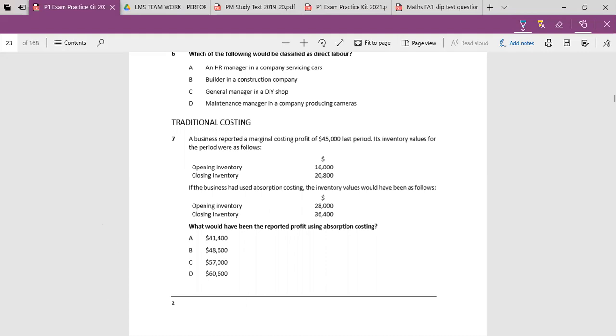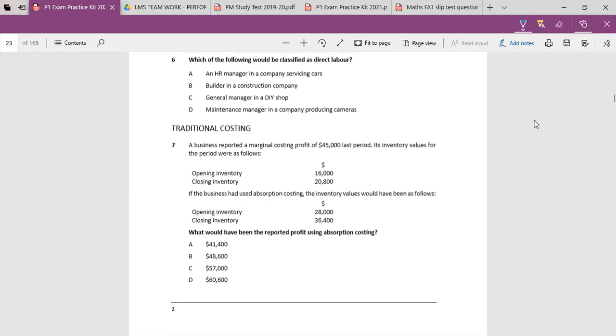So which of them should be classified as direct labor? Direct labor, builder in a construction company. Yes.